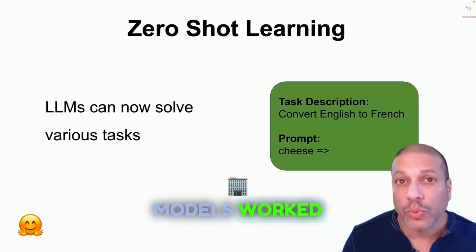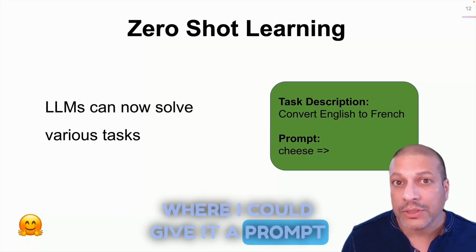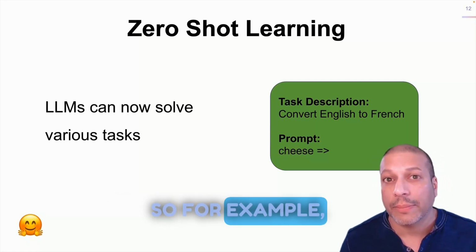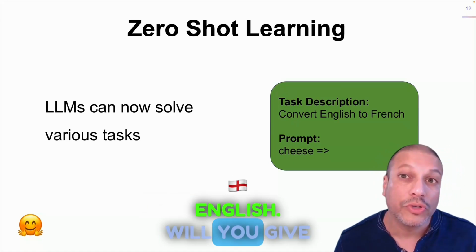One way these models worked is something called zero-shot learning, where I could give it a prompt and a task, and it would then be able to immediately solve that. So for example, I could say, I want to convert from English to French. Here's the word in English. Will you give me the French word?